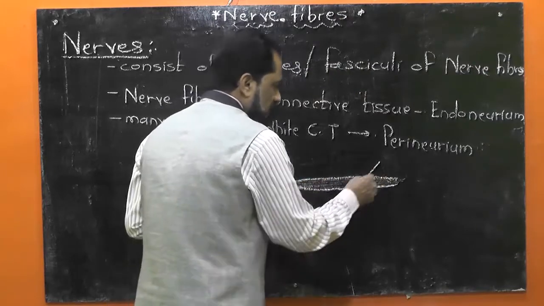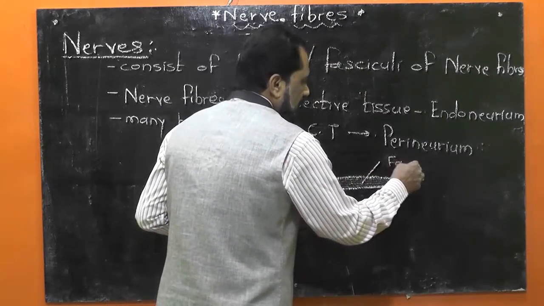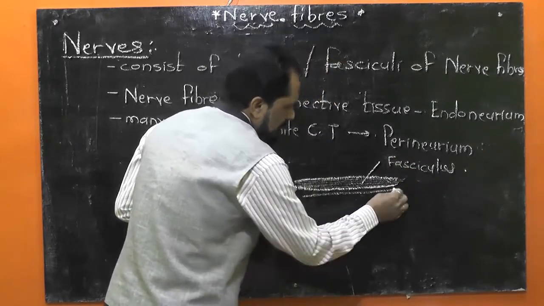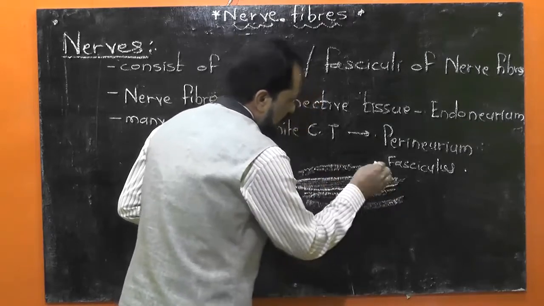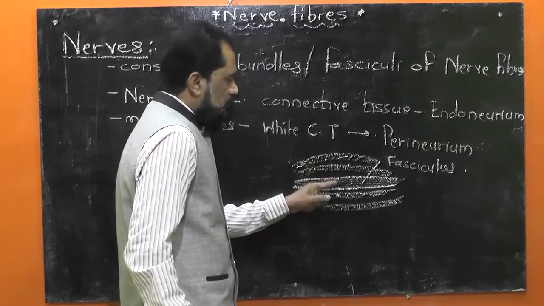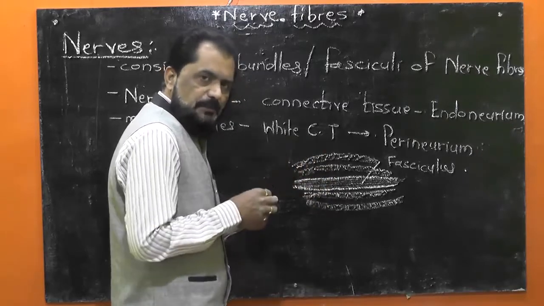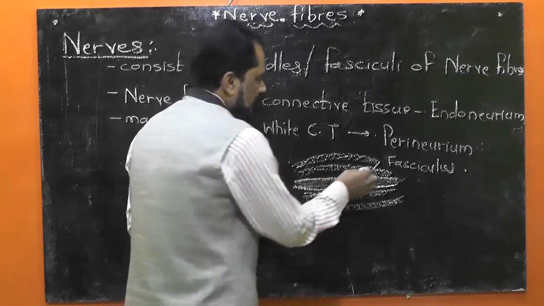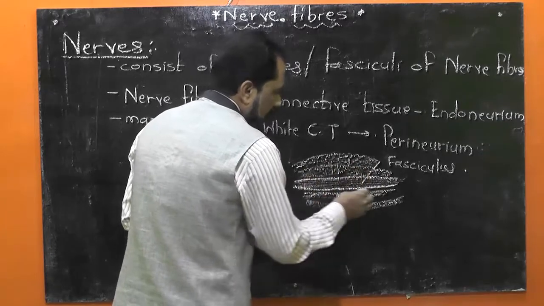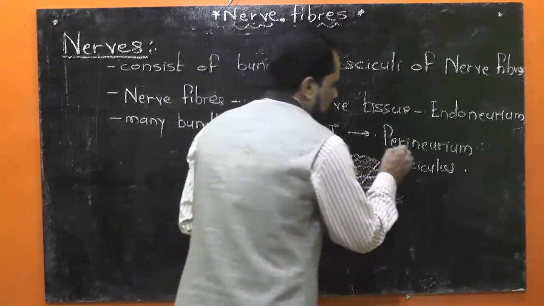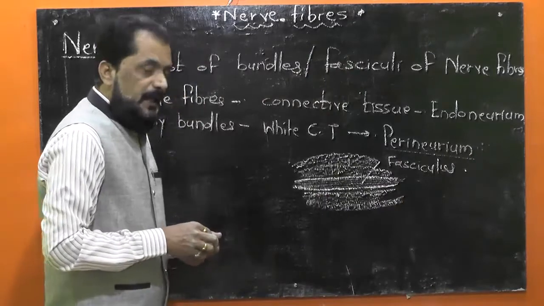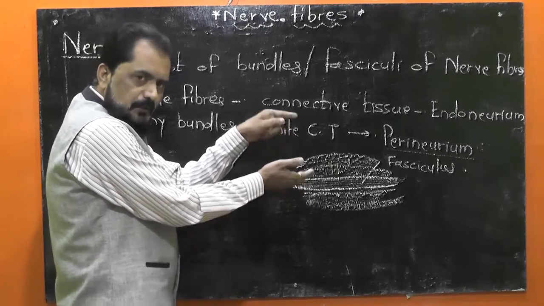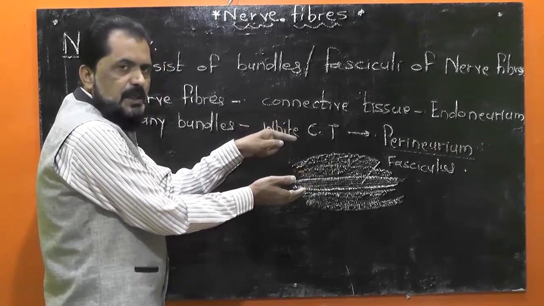Let me show in the diagram. Suppose here is a single fasciculus. Consider that here I have shown one bundle of nerve fibers. Consider here are many bundles of nerve fibers: 1, 2, 3, 4, 5. Suppose here are 5 bundles, 5 fasciculi of nerve fibers, and they are held together by means of white fibrous connective tissue known as the perineurium.